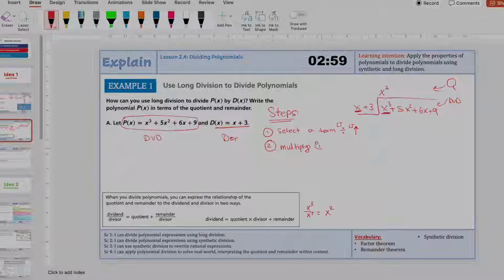Multiply step 1 with the divisor, with the whole divisor, okay? So the answer we have here, multiply it with the whole divisor. So x to the power of 2 times x is basically x to the power of 3. Where do we put the answer of multiplication? Down. Answer of division? Up. Answer of multiplication? Down. And then complete.